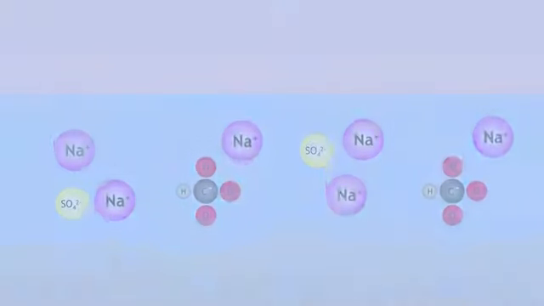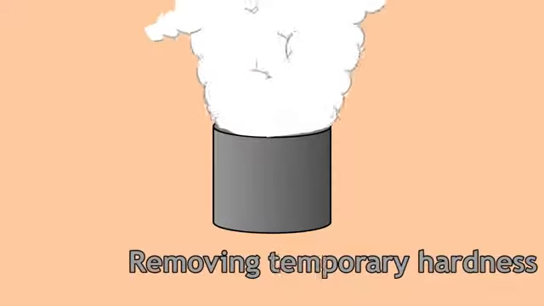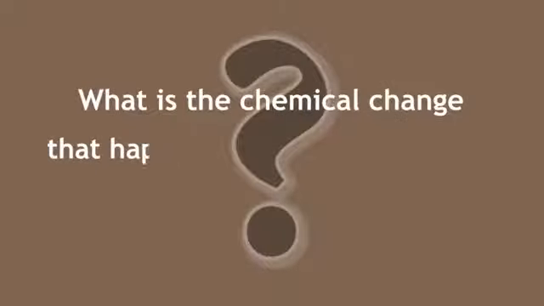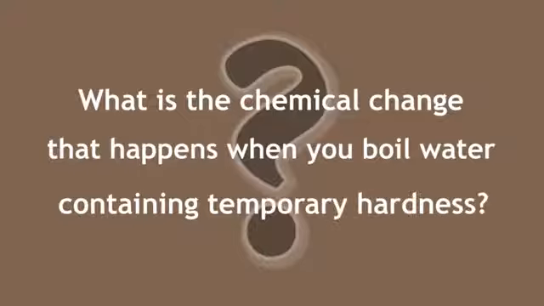You can remove temporary hardness by boiling the water, as we learnt in the previous unit, but this is expensive and causes lime to deposit on the sides of your container. So here's a question. What is the chemical change that happens when you boil water containing temporary hardness, that is, hardness caused by calcium hydrogen carbonate? Pause the video whilst you think of your answer.